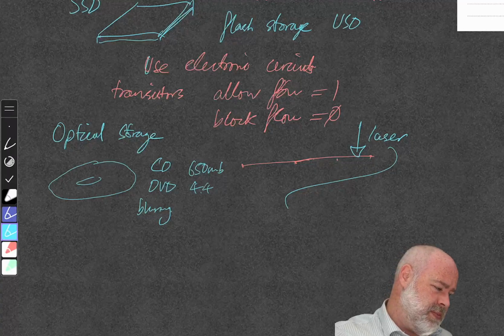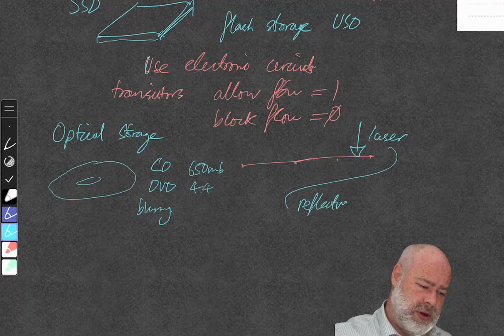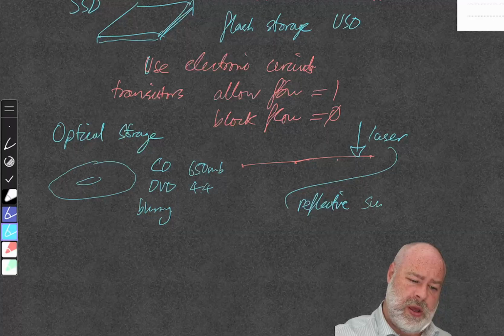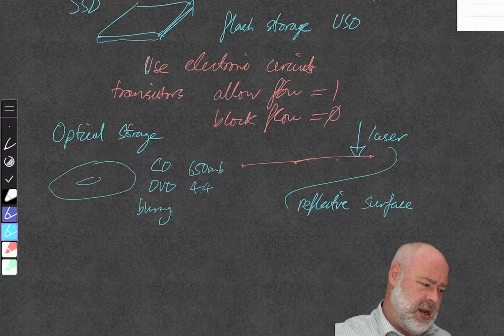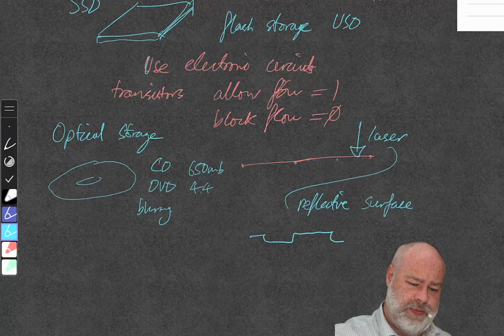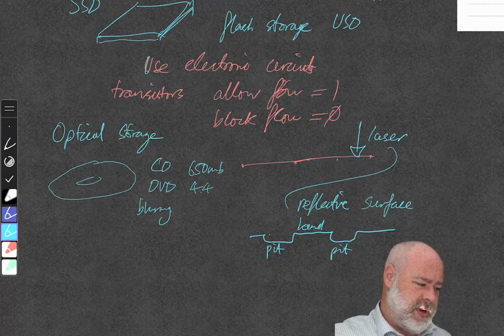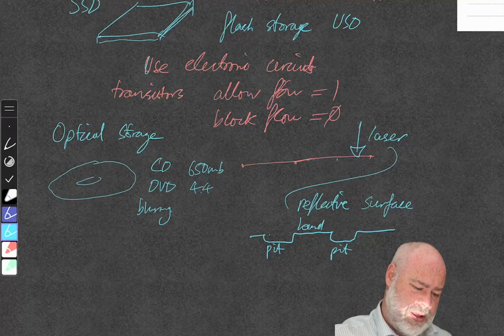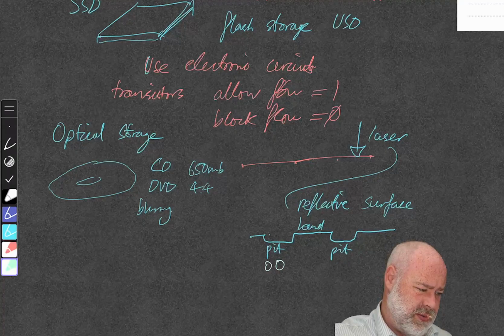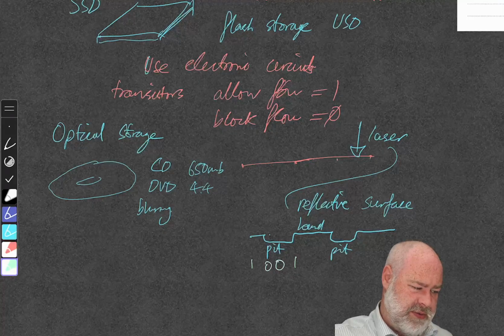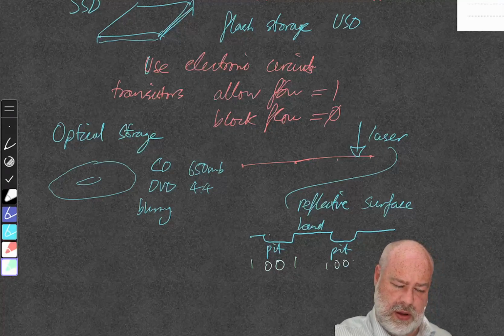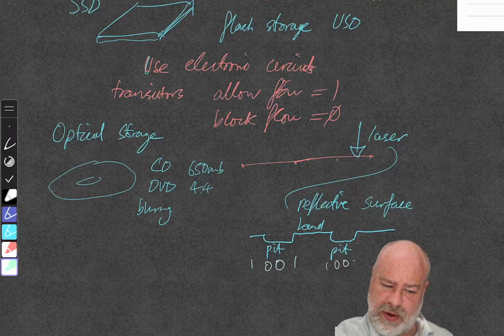So they have a reflective surface, and the laser can either burn what we call a pit, like that, or just have this land here, and the pit might represent 0. We might have, every time we get to a pit, a 1, and then the rest zeros.